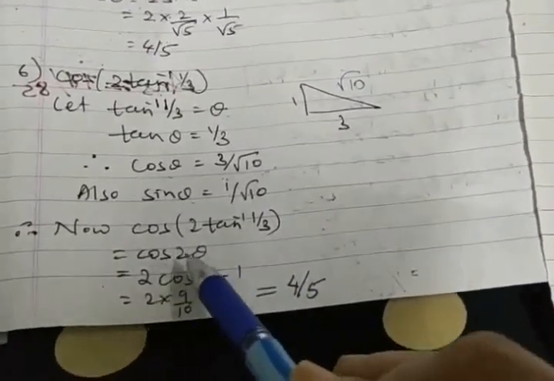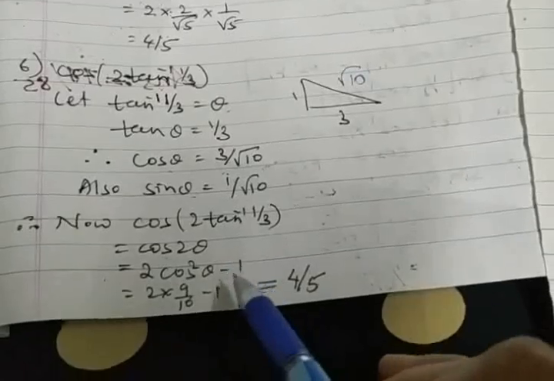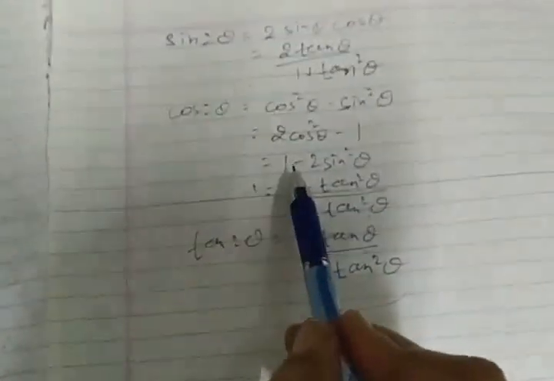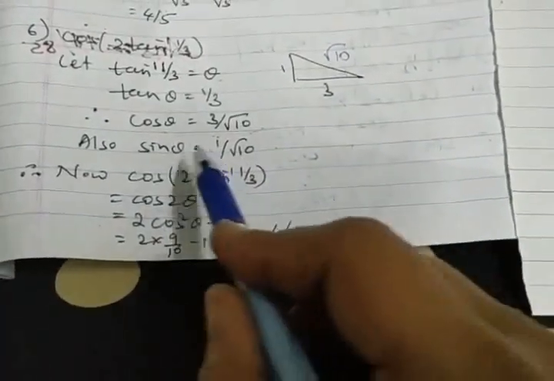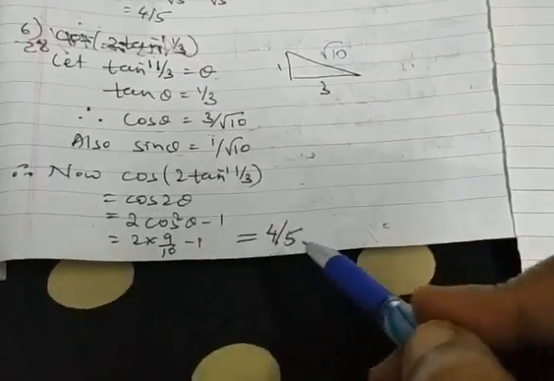Same cos 2 theta, you can take the formula 1 minus 2 sin square theta. What I said, 1 minus 2 sin square theta. You can write that here if you want. Put it as R and do it. What is cos 2 theta? 1 minus 2 sin square theta. Put the sin theta value there and see. You will find the same answer, beta, 4 by 5.